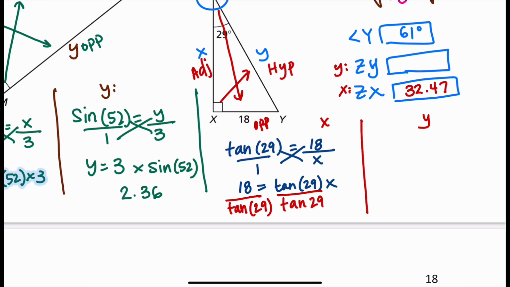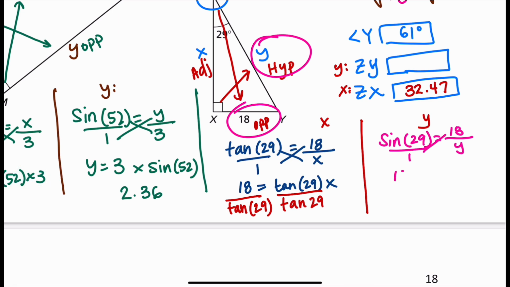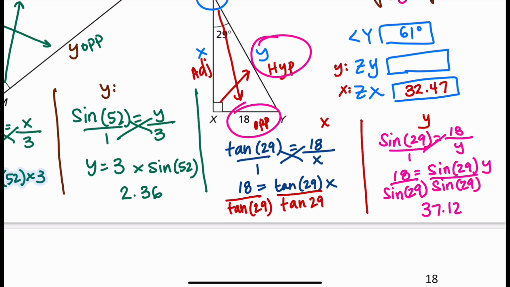So now we're going to get y. We're going to use the hypotenuse and opposite. O and H are sine of your angle equals our opposite side, 18, over our hypotenuse, which is y. We cross multiply, so 18 equals the sine of 29 times y, divide both sides by sine of 29. This gives us 37.13 units long.